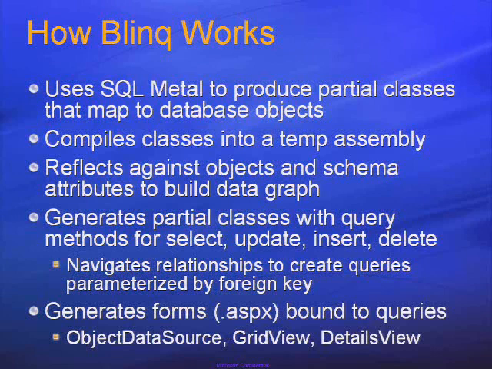The way BLinq works, it goes through 3 steps. First, there's a tool that's part of the DLinq CTP called SQL Metal that will essentially generate the set of classes that map back to tables in the database. And BLinq just runs SQL Metal under the covers to do that. So the first thing it does is run SQL Metal and generates a set of objects that correspond one-to-one to the tables in the Northwind database. The next thing it does is compile those classes into a temporary assembly that it can reflect against, so that it can traverse the relationships between those objects and build up a graph.